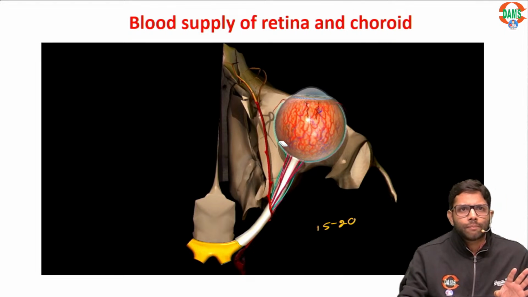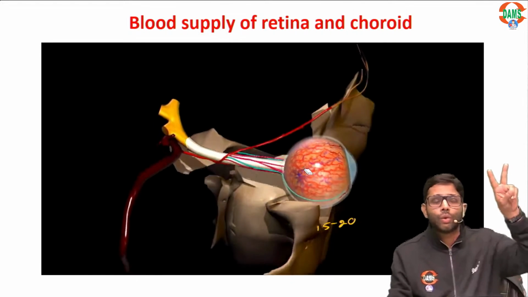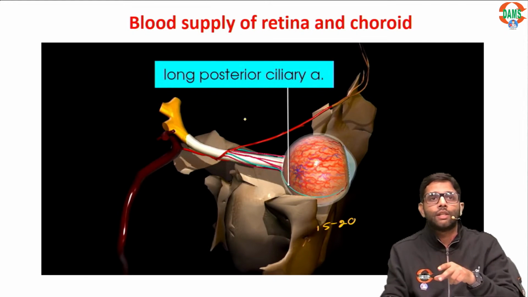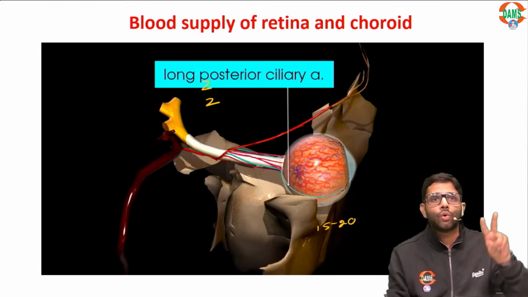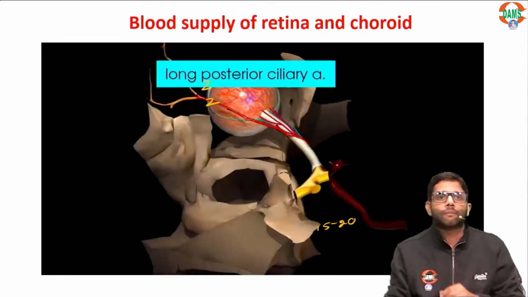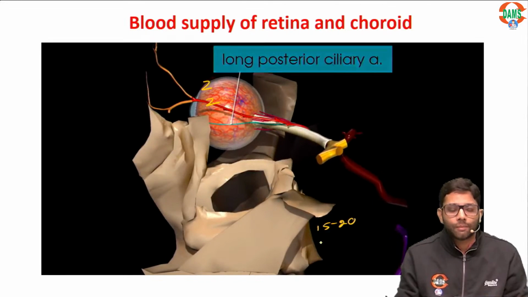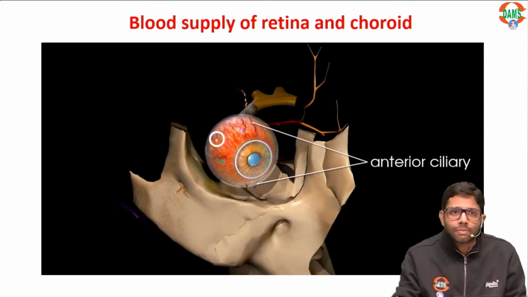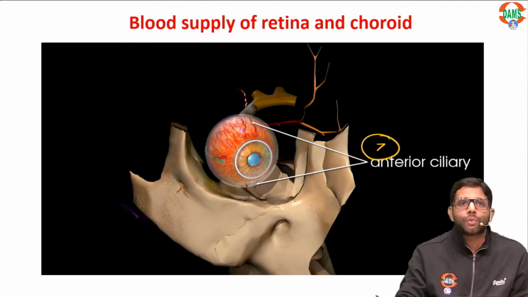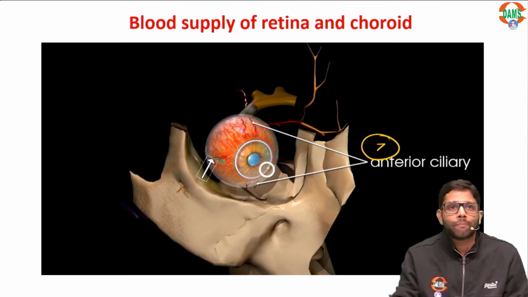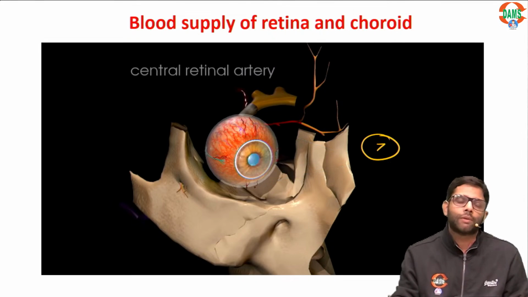See these two green ones. There are only two long ones, because they are going from posterior to anterior in the suprachoroidal space. There are two long posterior ciliary arteries coming from posterior to anterior. 15 to 20 short, only two long. And these long ones come anteriorly and anastomose with the 7 anterior ciliary arteries to form the arterial circle of the eye around the iris and the pupil.